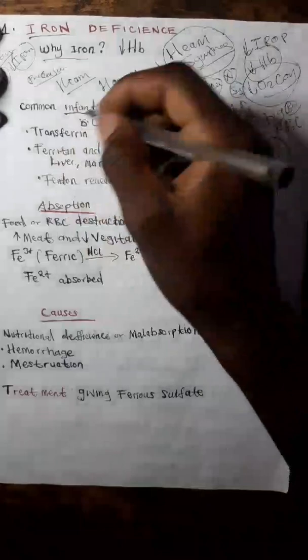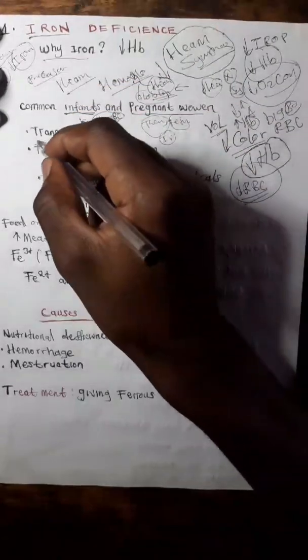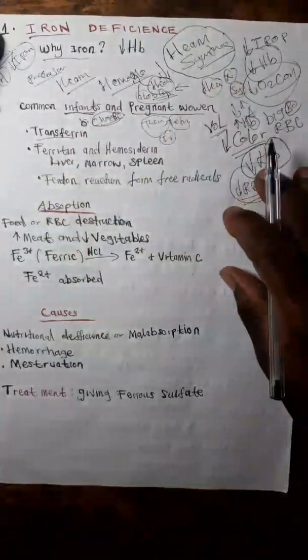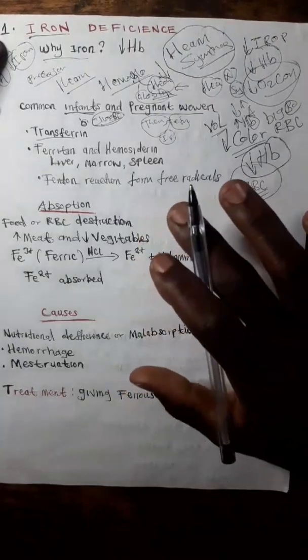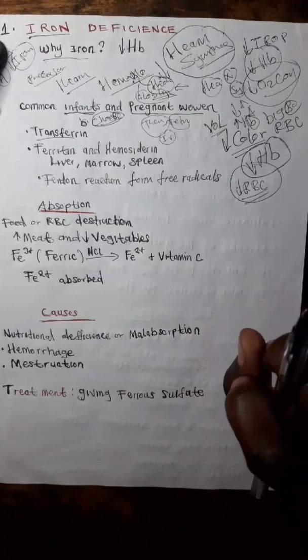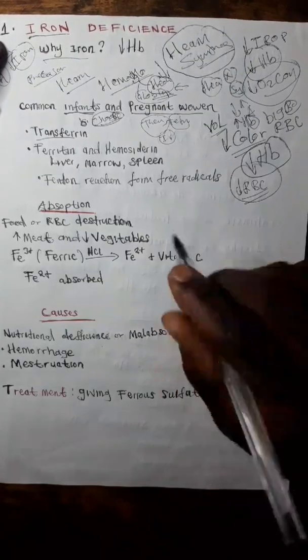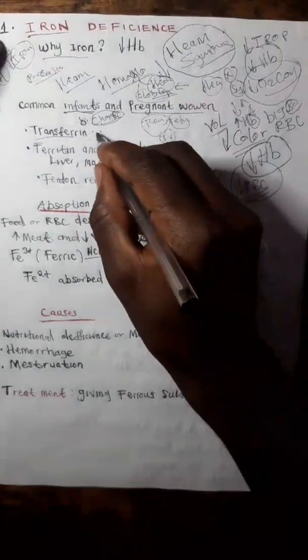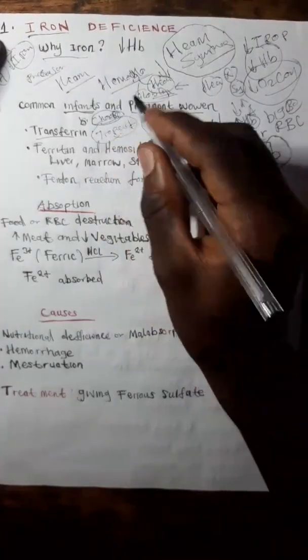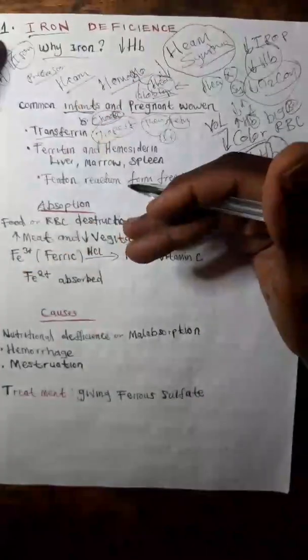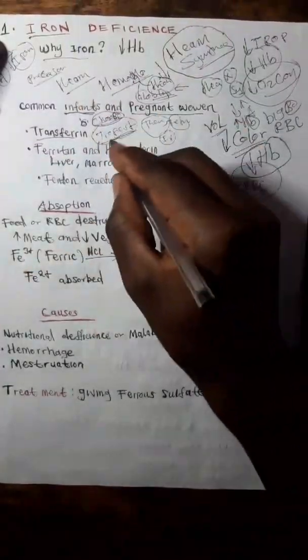So here, this is now another protein that we need to know. This protein is transferrin. This is the transporter. It transports iron within the blood.